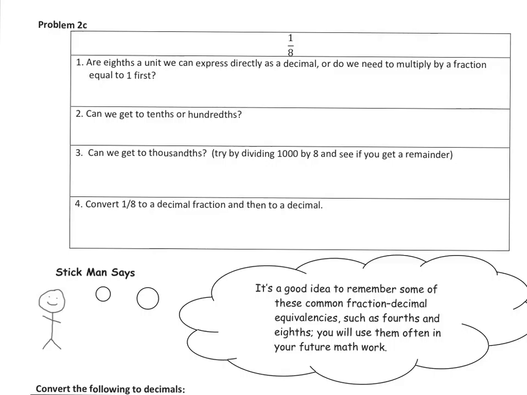So our last problem, 1/8. If I count by eighths, 8, 16, I blow right past 10. And if I count by eighths, I'm not going to land on 100 or 1,000 either. So we can't get to tenths or hundredths. Can't get to thousandths. So here's the trick for 1/8.